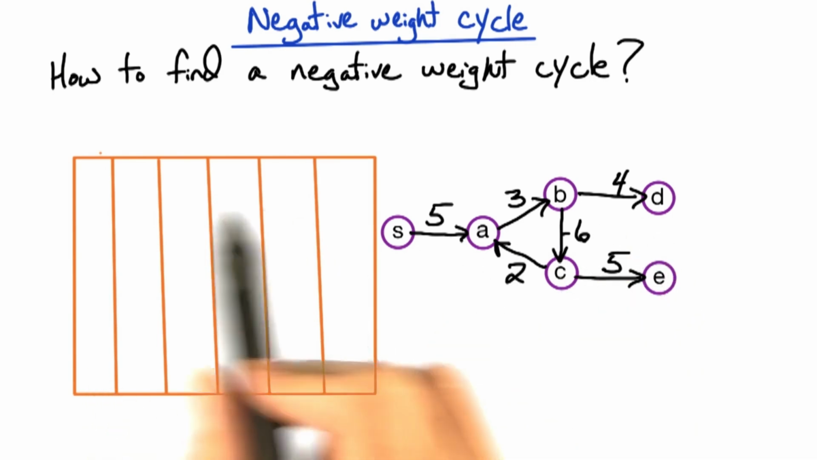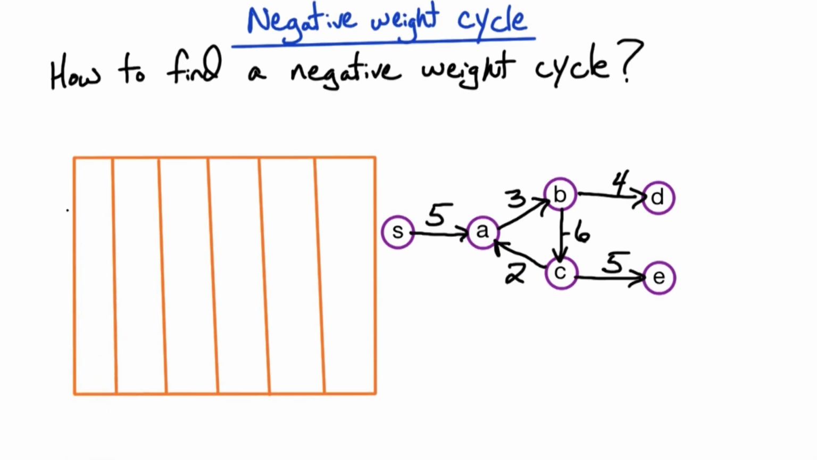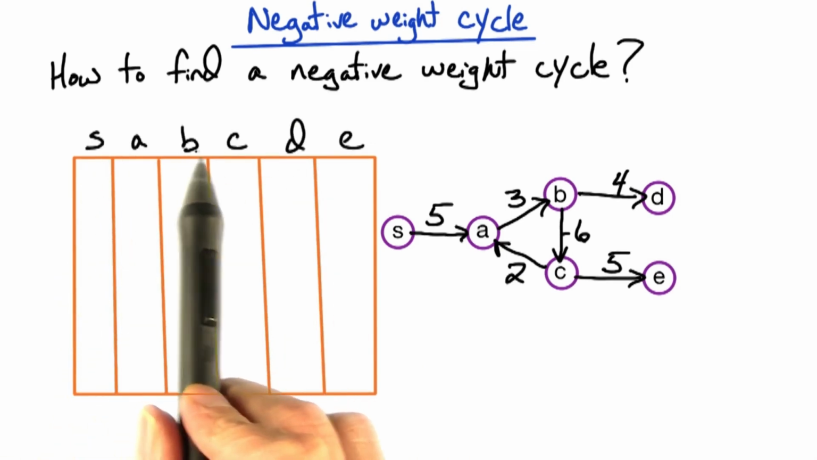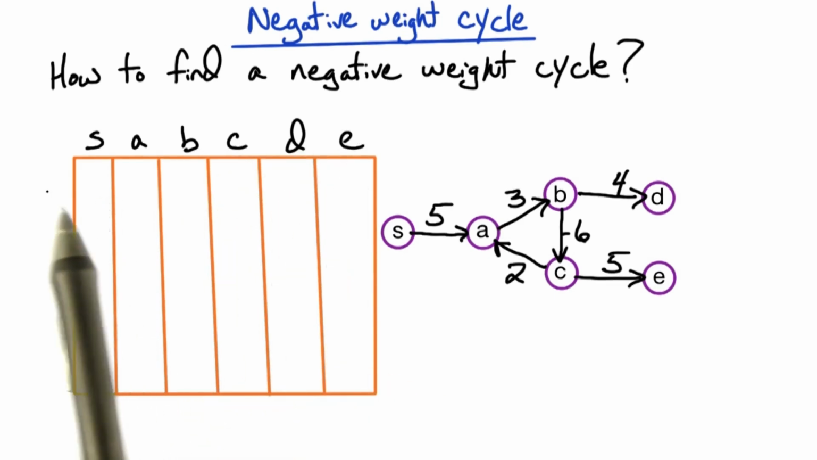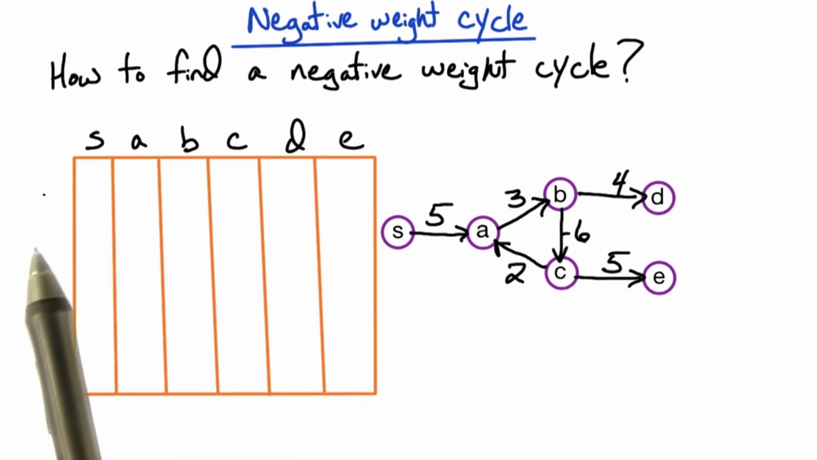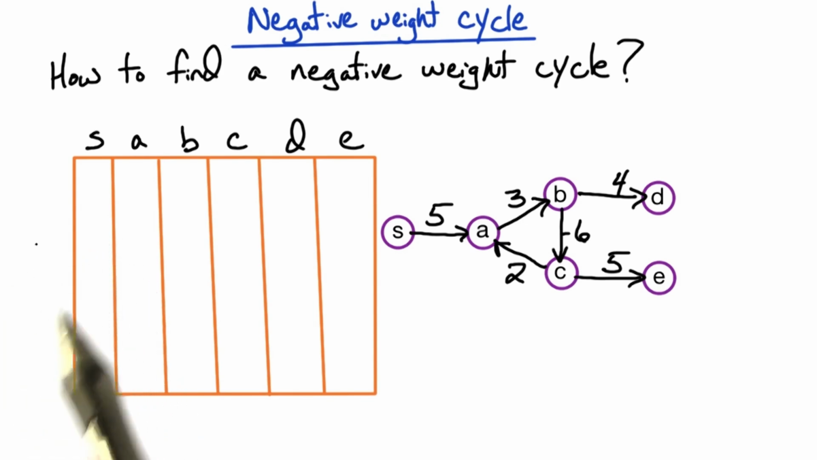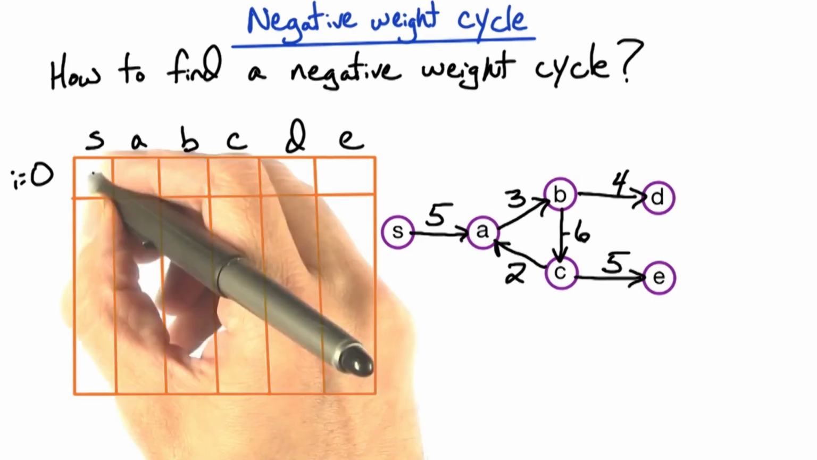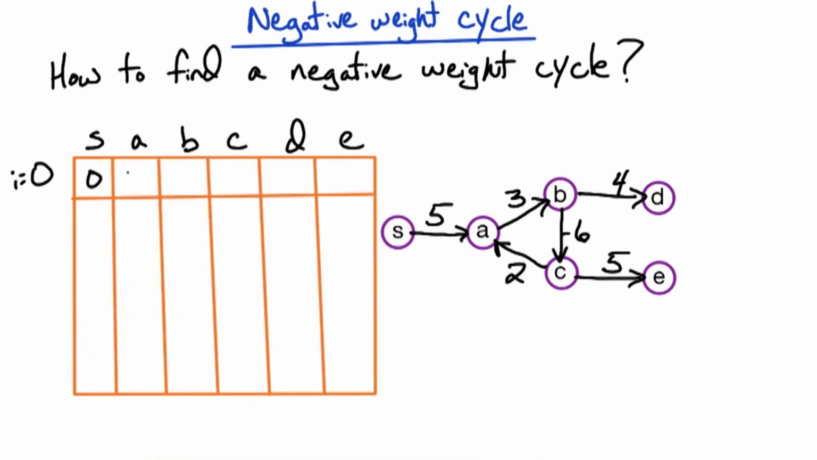We're going to have a two-dimensional table. The columns of the table are going to be the vertices of the graph. There are 6 vertices of the graph, S, A, B, C, D, E. The rows of the table are going to correspond to the path lengths we consider. We're going to start with the base case, i equals 0. In the base case, we have d of 0, s as 0, and the other entries are infinite.